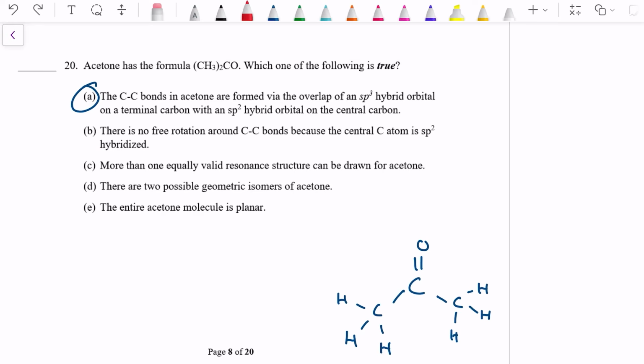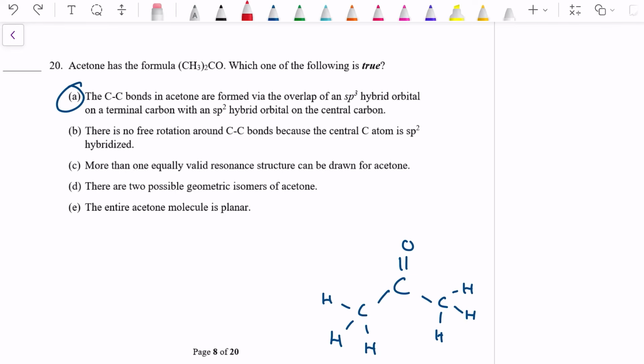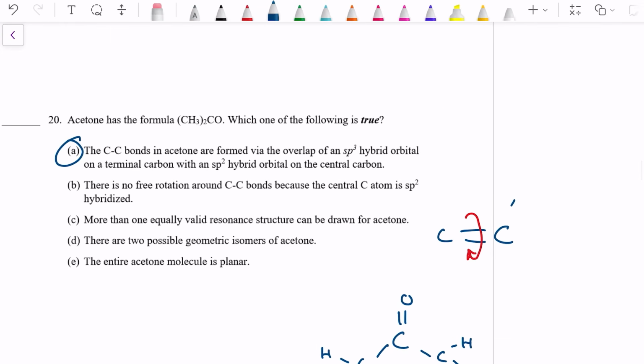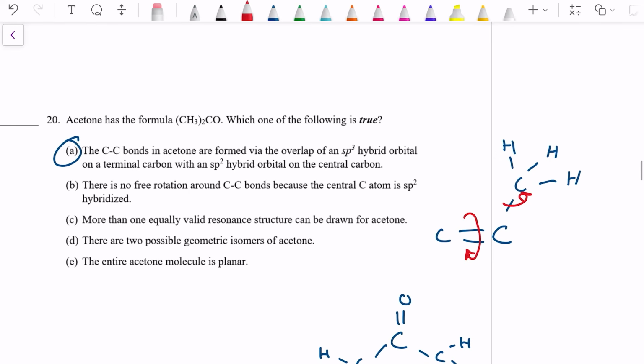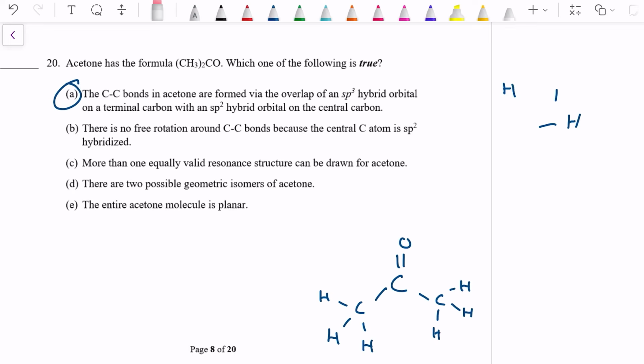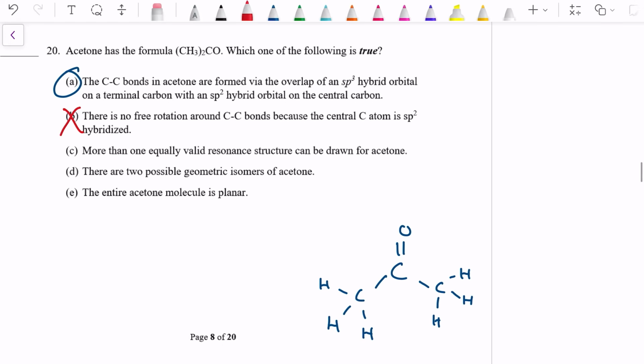B, there's no free rotation around carbon-carbon bonds because the central C atom is sp2 hybridized. This is not true. You're only going to get no rotation around bonds if it's a double bond. So if I had something like this, okay, wow, that was really messy. But anyways, these can't rotate around this bond. But if I just have single bonds, they can rotate instead. So if I had another carbon coming off this, even though that one double bond can't rotate, it doesn't mean that this can't rotate around that bond. So just being adjacent to a double bond does not make you immune from rotating. So B, false.